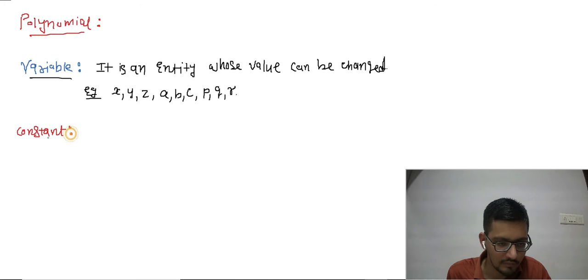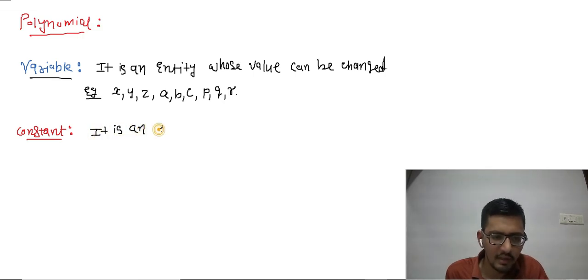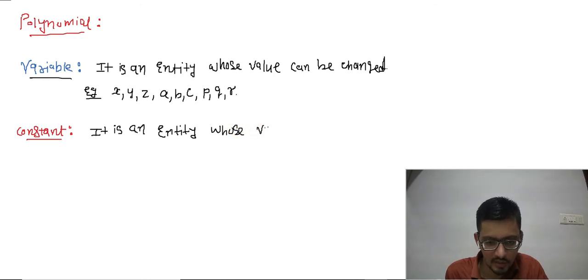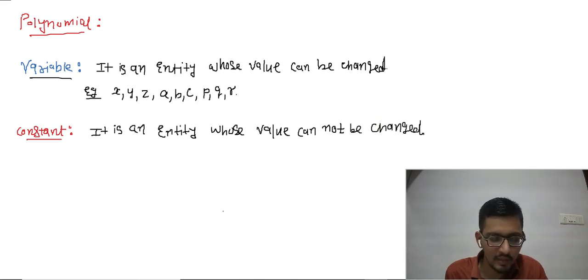Okay, next thing we should know about is constant. So what is the meaning of constant? It is an entity, means anything, whose value cannot be changed. Okay, for that a classic example is pi. For that the best example is pi.